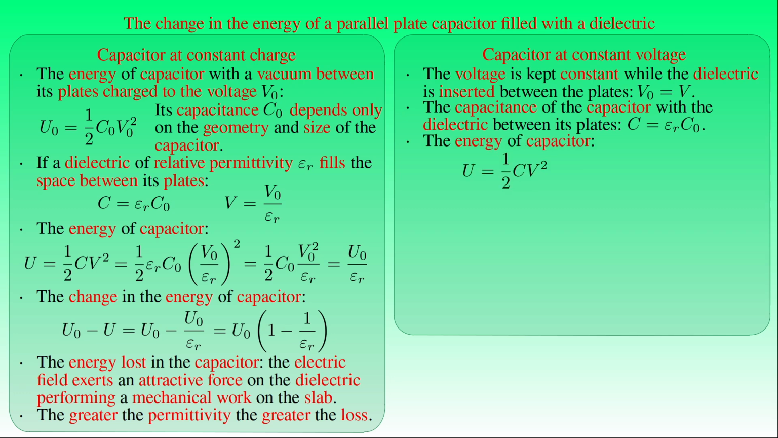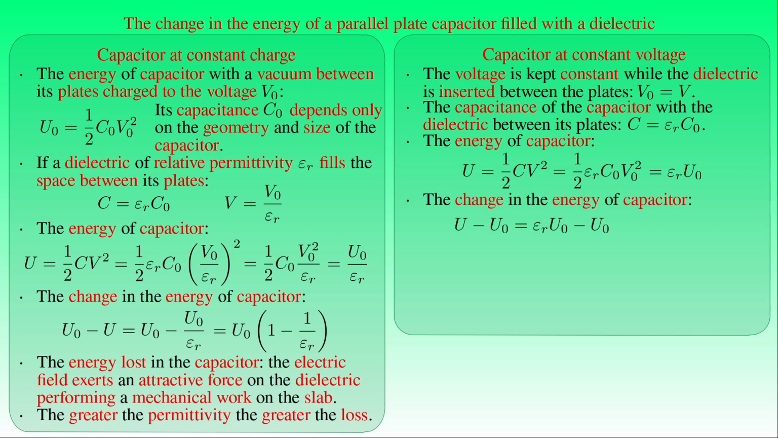In this case the potential energy U of the capacitor is still given by 1 over 2, times the capacitance C times the square of the voltage V. The substitution of the expression for the capacitance and the voltage into this equation gives 1 over 2, times epsilon r times C0 times the square of V0, or the relative permittivity epsilon r times the potential energy U naught. If we calculate the difference between the potential energy U and U naught, that is the difference between epsilon r times U naught and U naught, then we find that the change in the energy stored in the capacitor is equal to the potential energy U naught of the capacitor with a vacuum or air between its plates, times the relative permittivity epsilon r of the dielectric inserted between the plates minus 1.